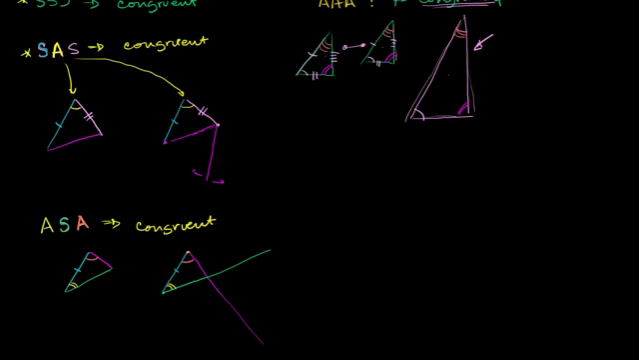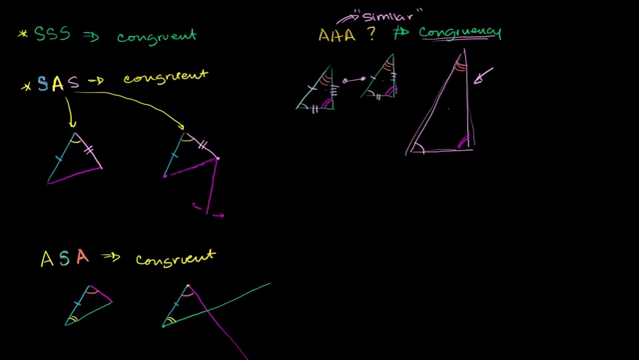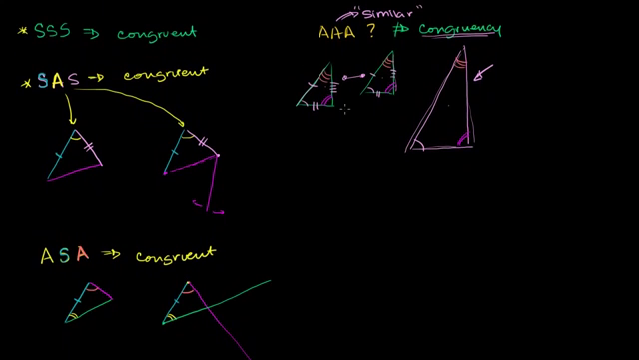Now let's try another one. Let's try angle, angle, side. And in some geometry classes, and maybe if you have to go through an exam quickly, you might memorize, okay, side, side, side implies congruency, and that's kind of logical.